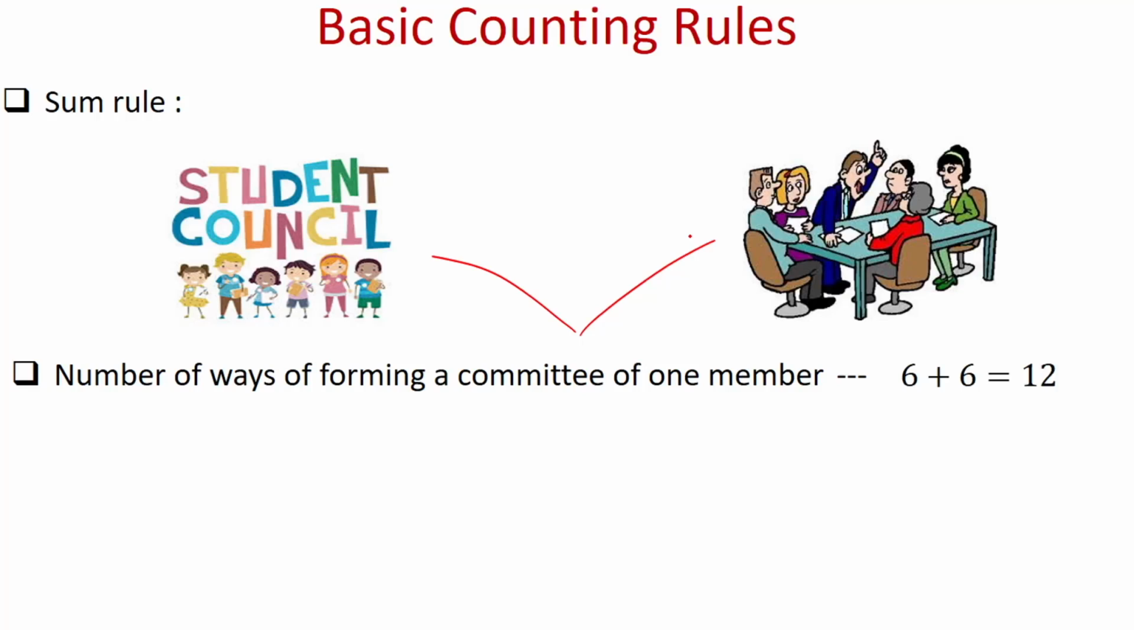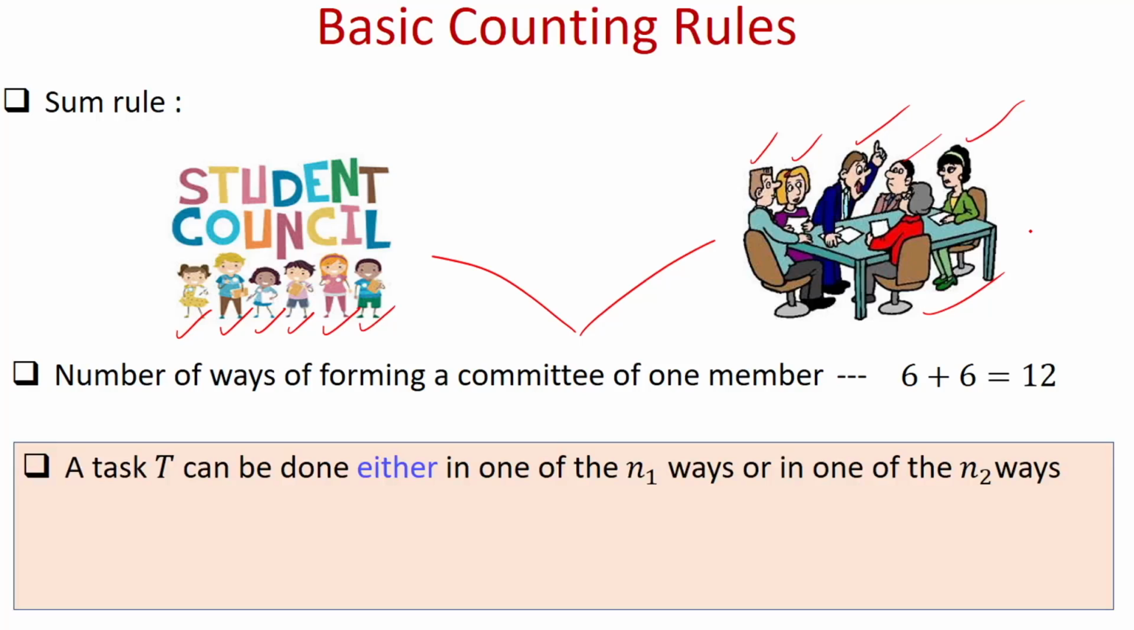Why 12 ways? Because I can have a committee which consists of only a student, and it could be either this student or this student, third student or the fourth student or the fifth student or the sixth student. Each of them is a distinct committee. Or I can have a committee which has this faculty member or this faculty member, each of which will be a distinct committee. So there are 12 different committees which we can form here. So now how we can view this as a counting rule.